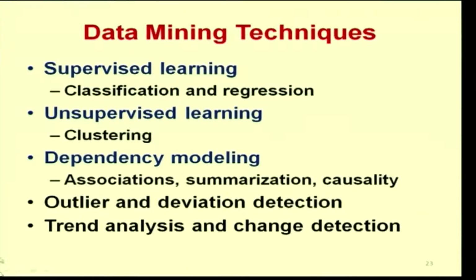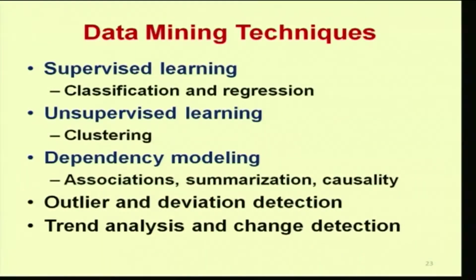I will tell you what this means, but basically these are the techniques that are necessary. One is supervised learning. I will go into detail later, but it is given a large data set that is already fully classified, and from that I try to learn a model. In unsupervised learning, I am not given any tagged data, I am just learning. Then I do dependency modeling, very important in data mining. I do outlier and trend analysis.